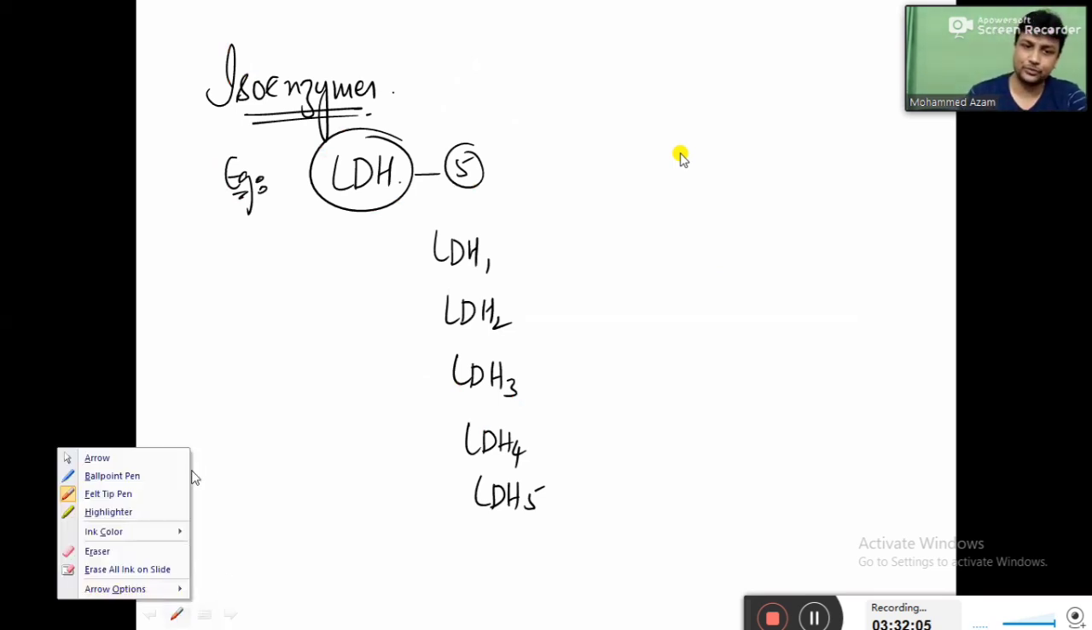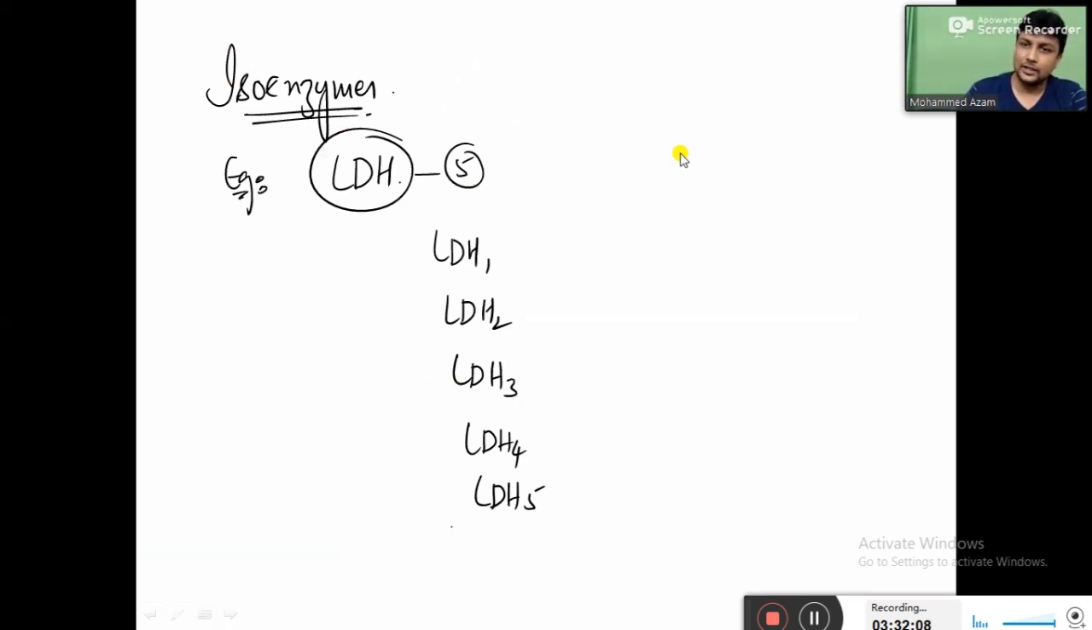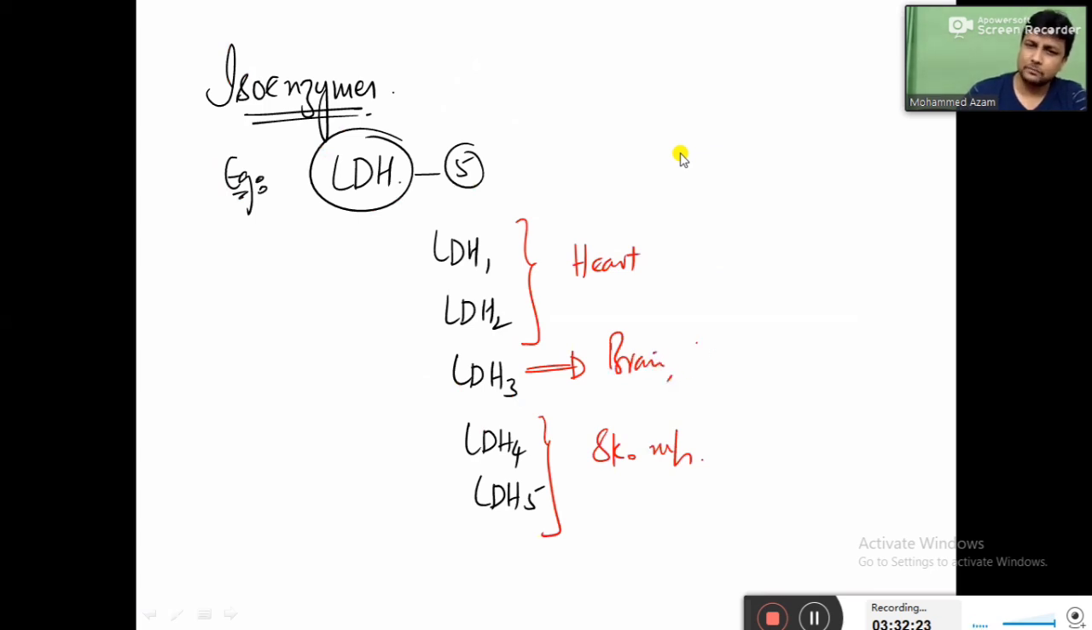Which tissues? Remember, out of all this category, LDH1 and LDH2 will be more in your heart, whereas LDH4 and LDH5 will be more in the skeletal muscle. And remember, LDH3 will be present more in brain, RBCs, kidney and various organs. So what I am trying to tell you is that it will be the same enzyme doing the same reaction, but in different tissues. So LDH1 and 2 will be in the heart, and LDH4 and 5 in the skeletal muscles.